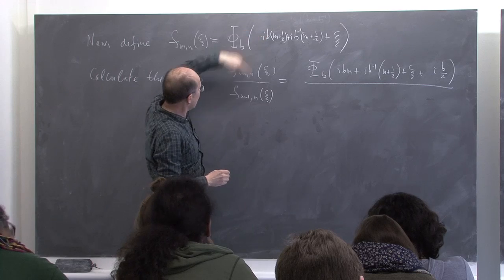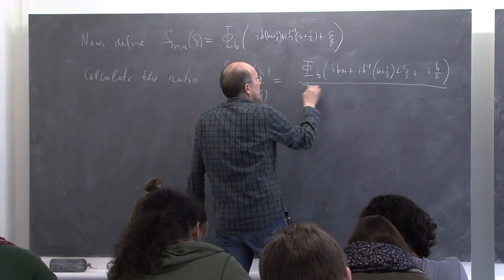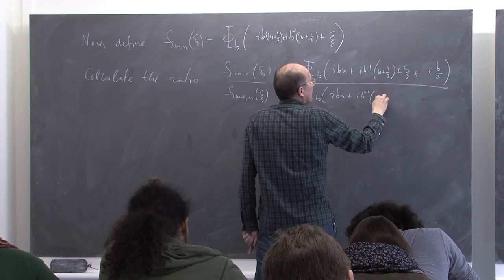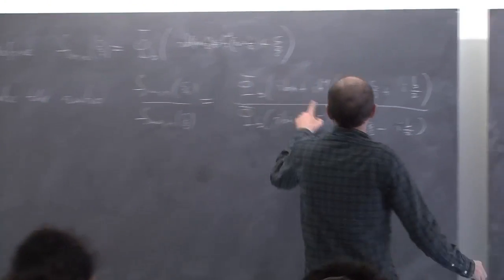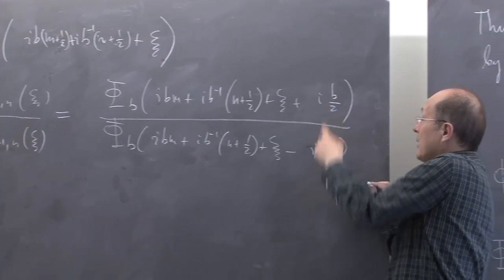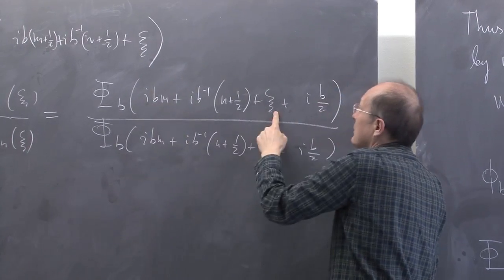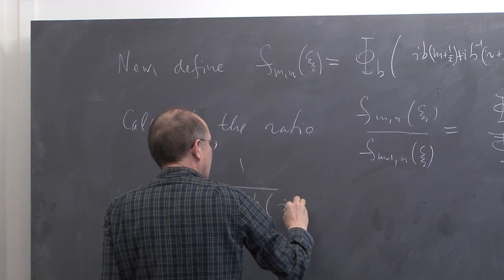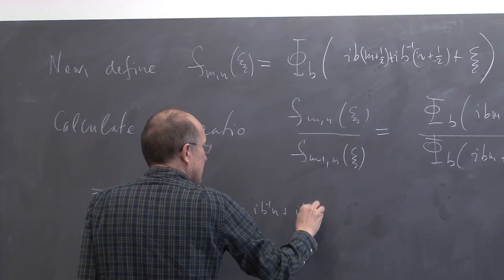And now, if we replace m by minus 1, then this plus 1/2 will become minus 1/2. So we write the same formula, but just changing the sign here: ibm plus ib inverse n plus 1/2 plus xi minus ib half. And that's good, because this part is the same for the numerator and denominator. And we can use the first functional equation. If you look at the first functional equation and you call this z, then we just write that this is 1 over 1 plus e to the 2 pi b times this z, which is the whole line of objects, plus ib inverse n plus ib inverse half.